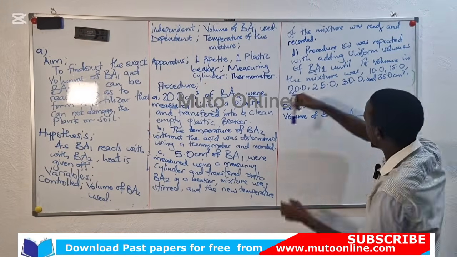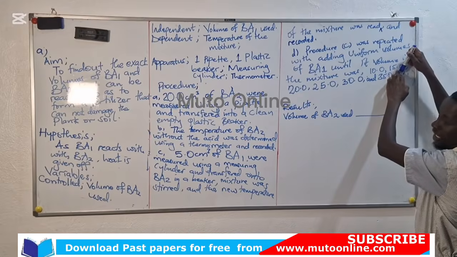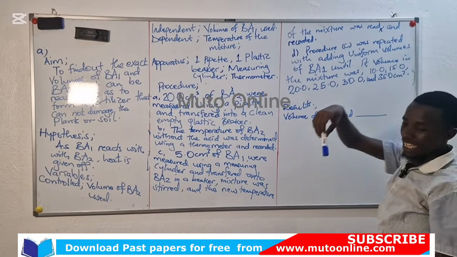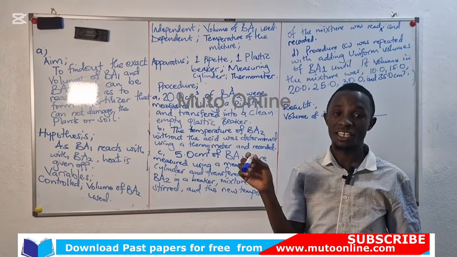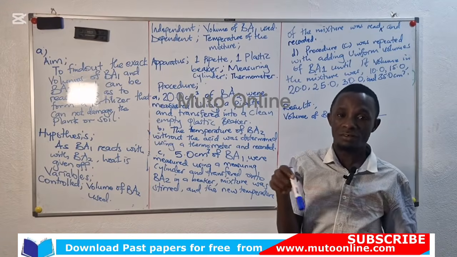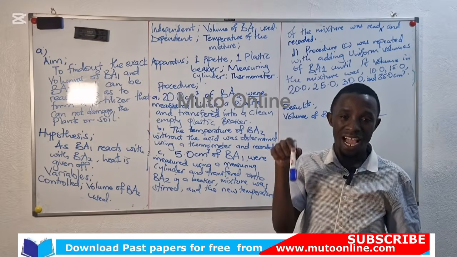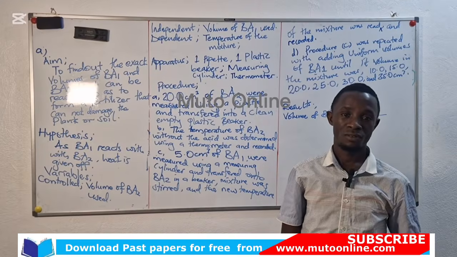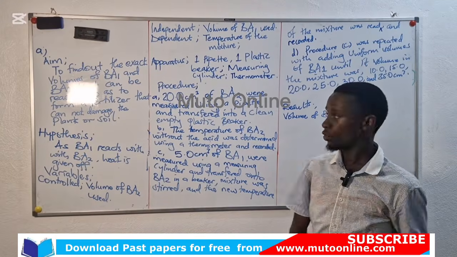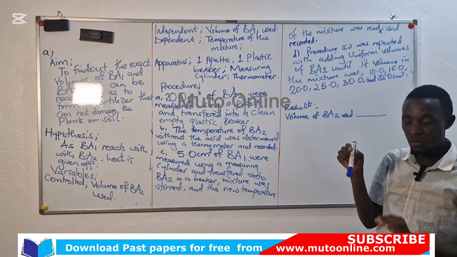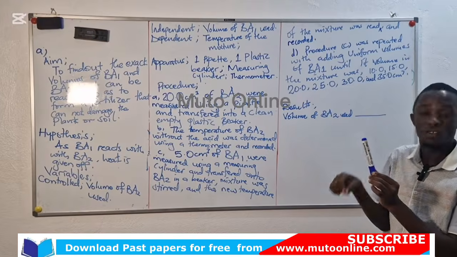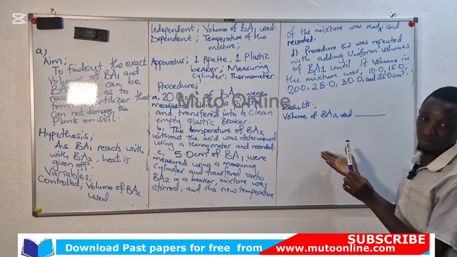We add more 5 to make it 15. We stir the mixture. We are not powering the solution, we are maintaining the solution of the alkali we used, but varying the volumes of the acid. We add at every interval. We stir again. We read the temperature from the thermometer and record it in the table we shall be making.